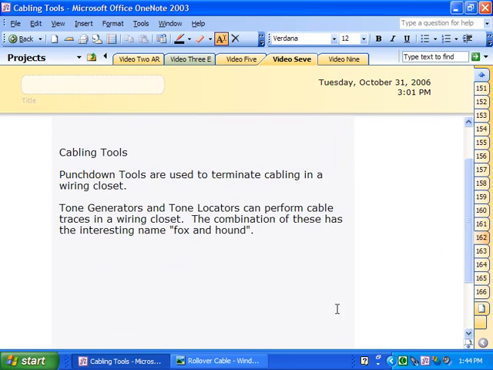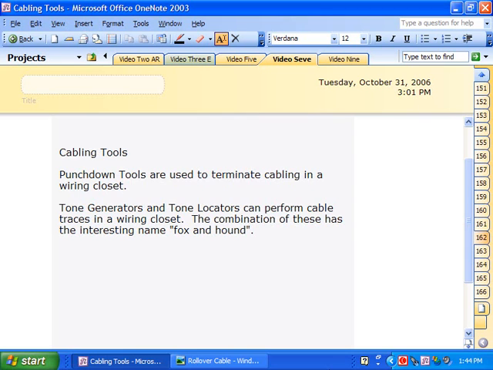I'm going to talk about a few cabling tools here, and not a great amount of detail with these, but you need to know where these would be used and how they'd be used. So let's talk about first punch-down tools. Punch-down tools are simply used to terminate cabling in a wiring closet.